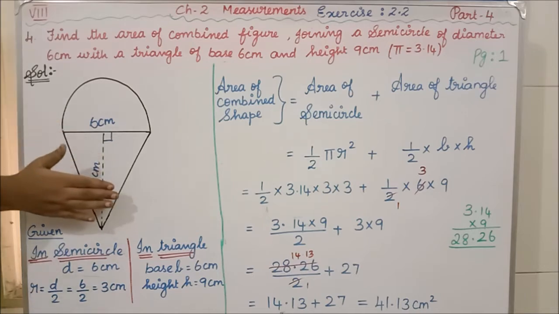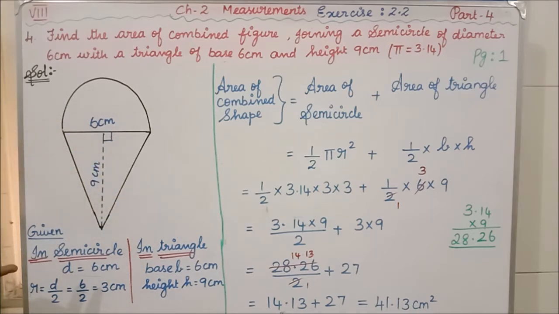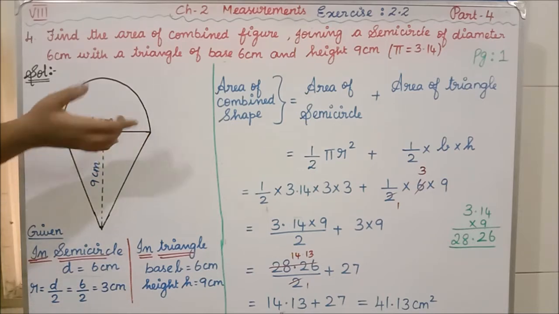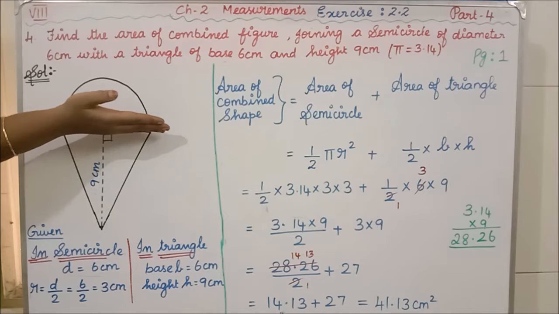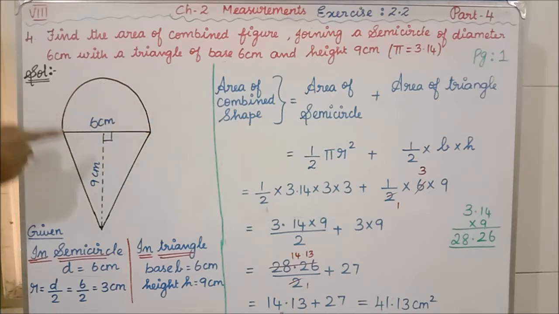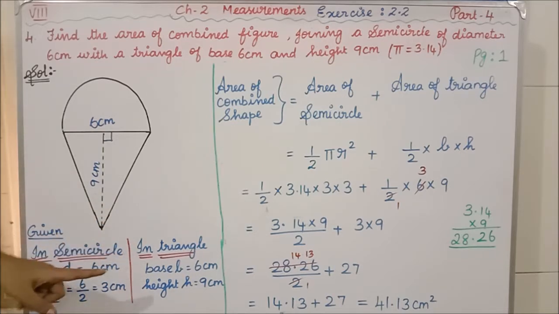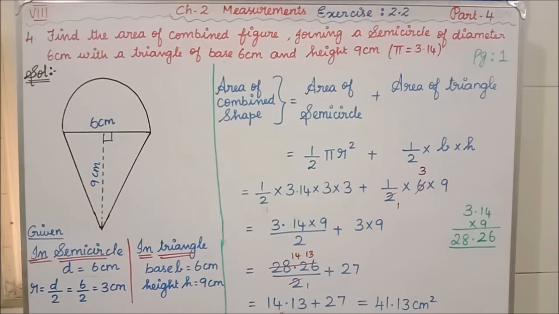Likewise, in the triangle, what values have they given in the question? They have given the base of the triangle, which is 6 cm, and they have also given the height. This is the height of the triangle, 9 cm. So these are the values given in the question itself.